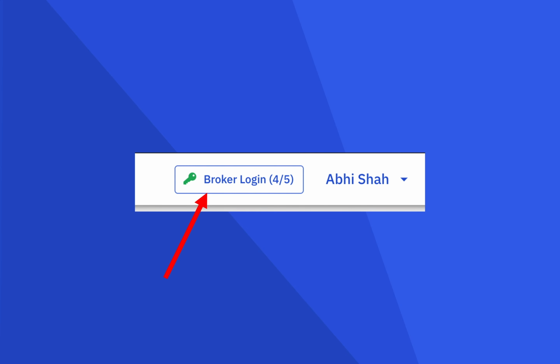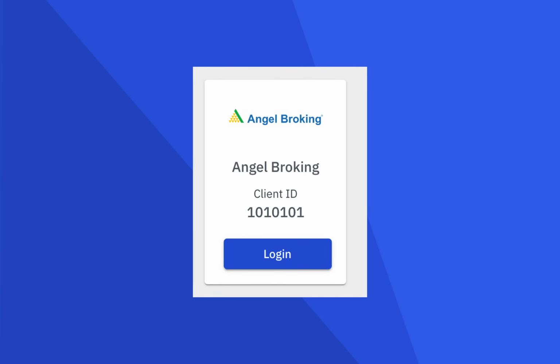Once your setup is complete, click on the broker login button on the top navigation next to your name. Click on login under Angel Broking. And if you've set up correctly, you will get a confirmation that you have logged in. And once you've logged in, you can now start trading.